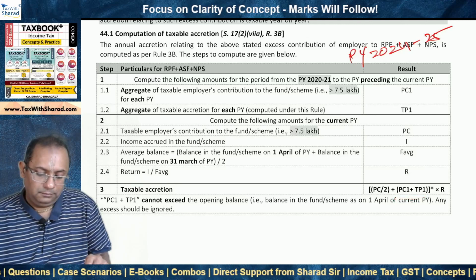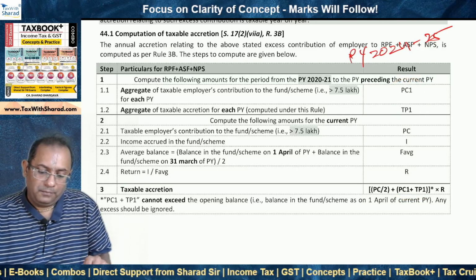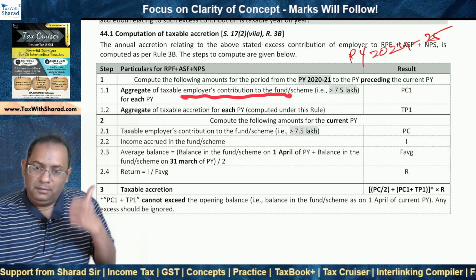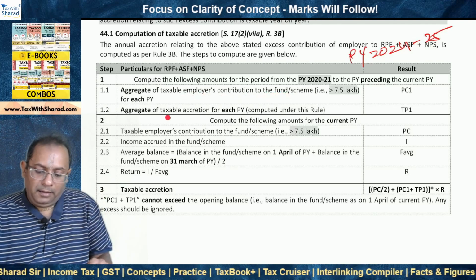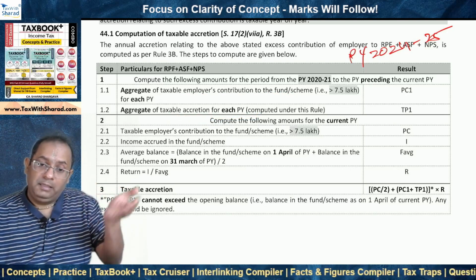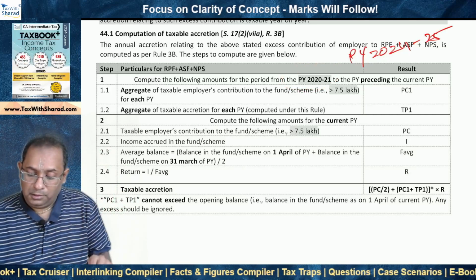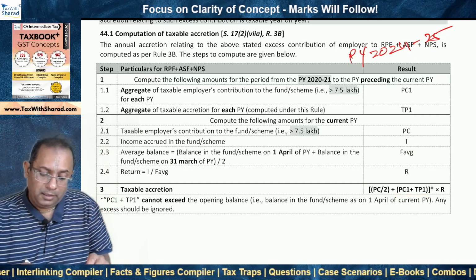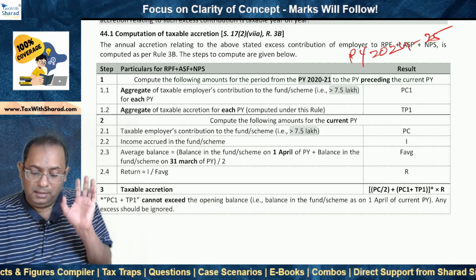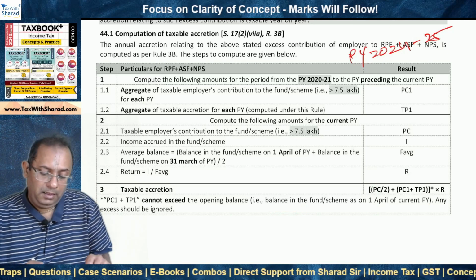Now this is a star. PC1 plus TP1, this is basically the aggregate of the taxable employees' contribution exceeding 7.5 lakh and the aggregate of taxable accretion for each previous year preceding the current previous year, starting from previous year 2021. This is what we aggregate and this is what we call PC1 plus TP1. Now this cannot exceed the opening balance. Opening balance? Balance in the fund or the scheme as on 1st April of the current previous year. Any excess should be ignored.